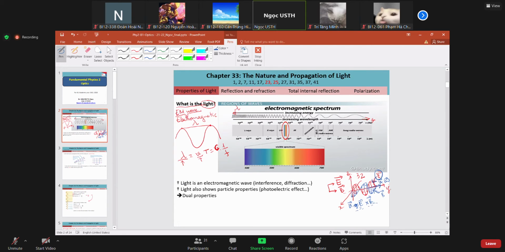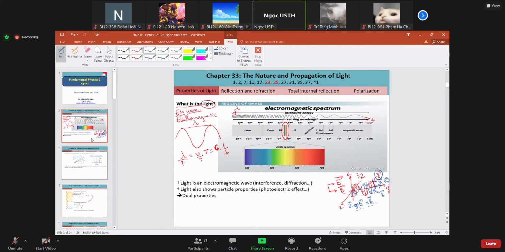So light is an electromagnetic wave, and it shows particle properties as well. Why? Because some phenomena, like the photoelectric effect, you can't explain using just the wave properties. We have to use the particle property to explain those effects. And we say that light has dual properties, wave and particle properties.